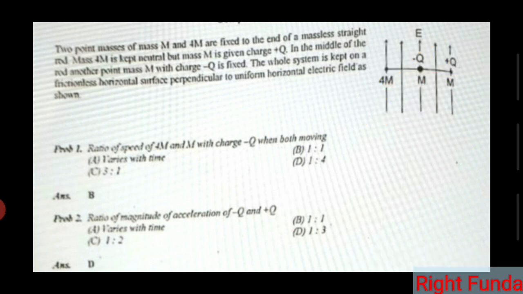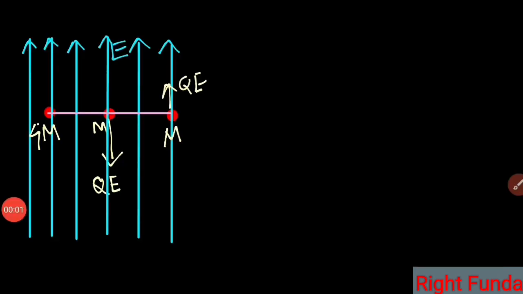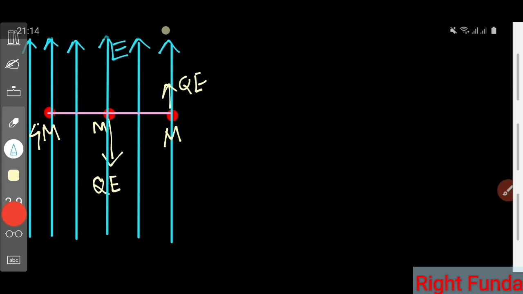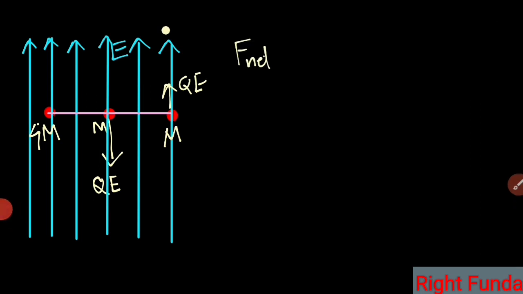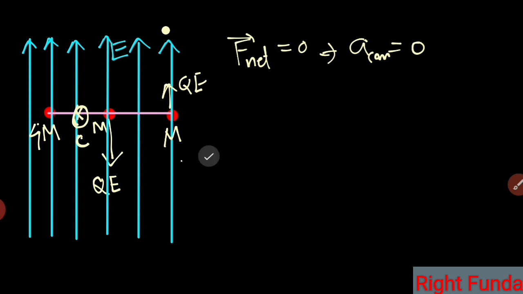So we have drawn the free body diagram of the two charged particles. One is uncharged, so no force will be acting, and these two are equal and opposite forces, so the net force on the system will be equal to zero. F net is equal to zero, which means the acceleration of the center of mass will be equal to zero. For this system the total mass is 6m, and we calculate (m1 r1 + m2 r2 + m3 r3) divided by (m1 + m2 + m3). We get the center of mass here. This is point C. If I say this length is L, this will be L by 2 and the other L by 2.